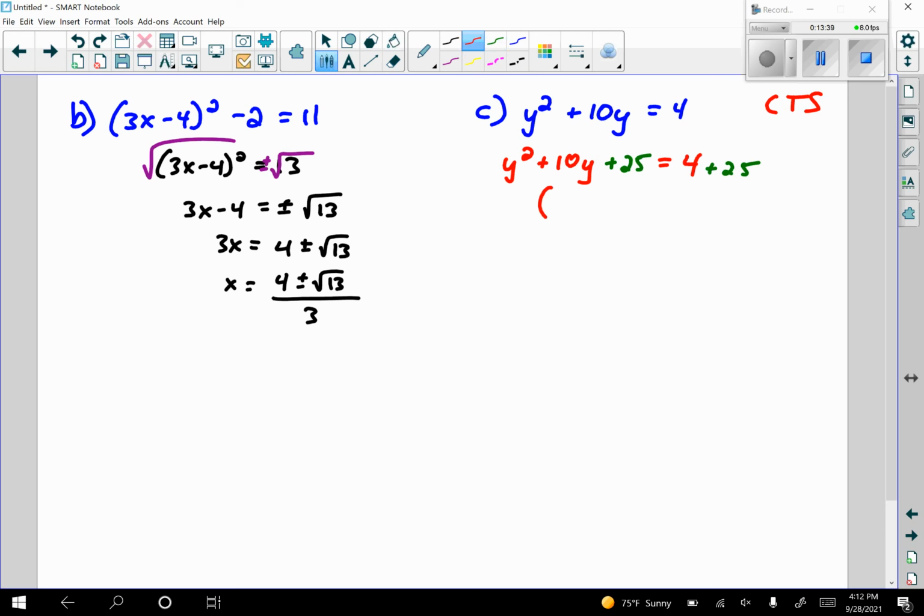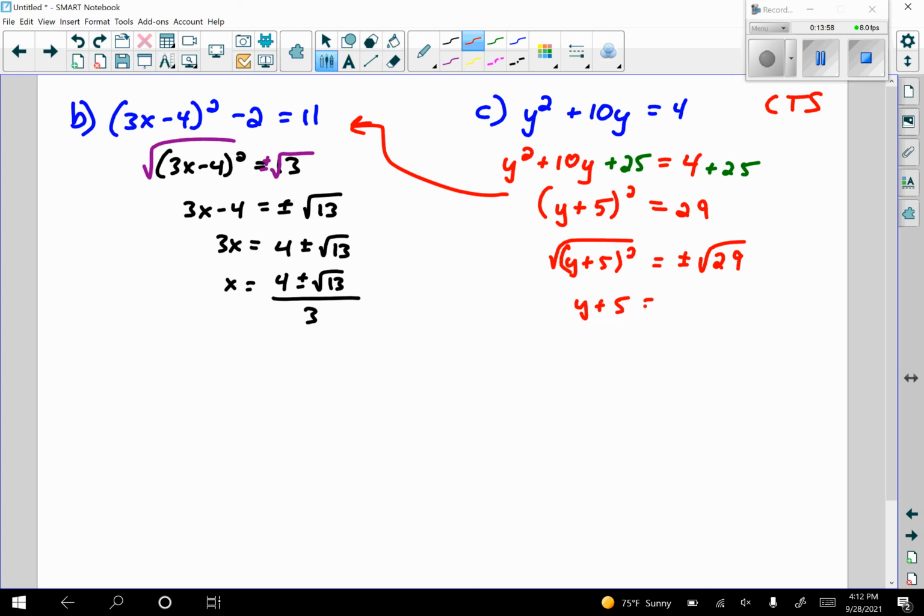Now I can factor this as the quantity y plus 5 squared, and this will give me 29. Now just like, this is kind of like the step that we were just given here. So I want to go ahead and take the square root of both sides. But over here I need plus or minus the square root of 29. So we get y plus 5 equals plus or minus radical 29, and just subtract 5. So y equals negative 5 plus or minus radical 29.